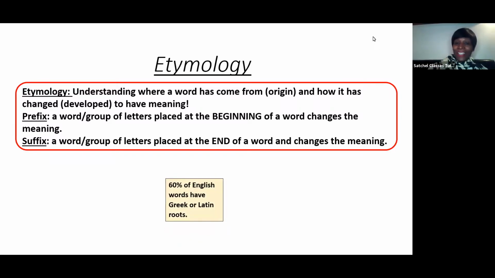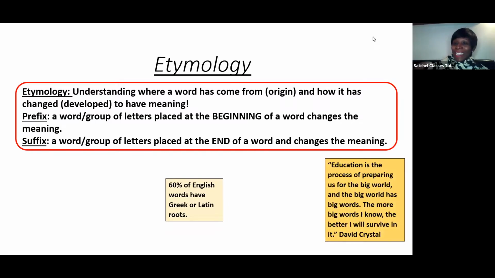Now, 60% of English words actually have Greek or Latin roots. That's over half of the words that we use and write and read. And it's been said that education is the process of preparing us for the big world. And in the big world, there are big words. And the more big words we know, the better we will be able to survive it. So if we know Greek and Latin root words, it will help us to understand big words and prepare us for the big wide world. And we feel much more able to cope and survive.